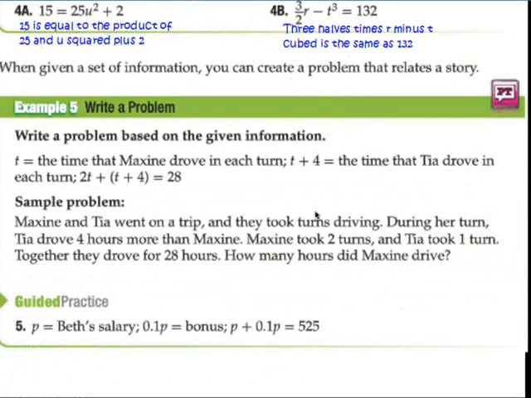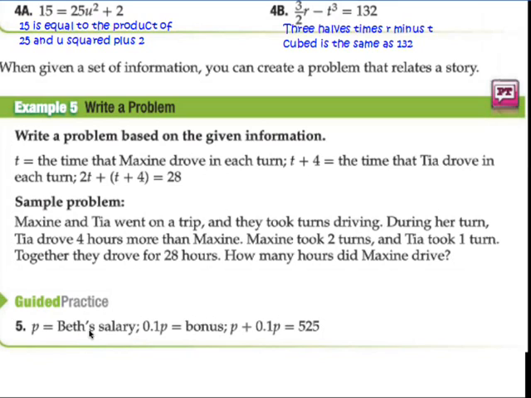All right. Writing a problem based on given information. So, for example, t is the time that Maxine drove in each turn. T plus 4 equals the time that Tia drove in each turn. So Maxine and Tia went on a trip. So I'm giving you this information, and then you have to create a problem from that. Not real complicated. It's just working backwards. We understand things better when we can do them both forwards and backwards.